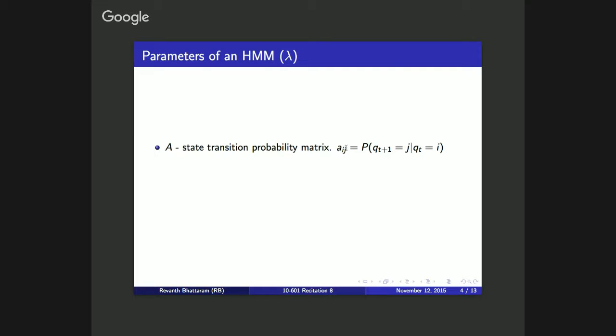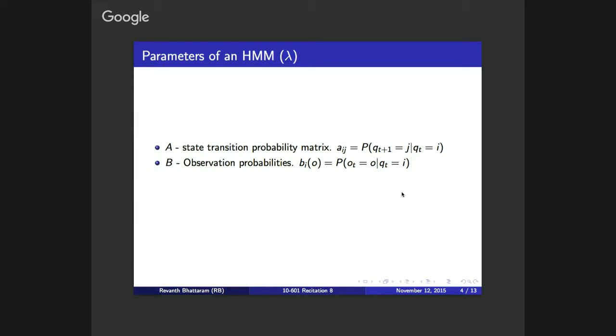So A_ij is what I'm using to denote the state transition probability matrix. A_ij is the probability that Q_{t+1} equals J given Q_t equals I. So what is the probability that, given that I'm in state I at time t, I'm going to be at state J at time t+1? That is the state transition probability matrix.